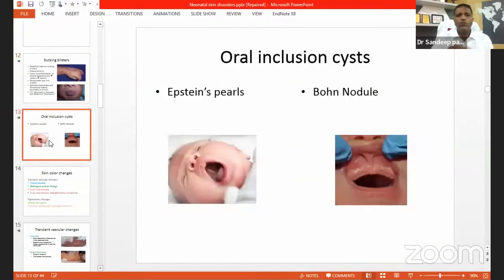We'll move on to oral inclusion cysts. Most people have seen such kind of oral inclusion cyst. This is called Epstein pearl. You can see that in the median raphe of the hard palate, you can see white dots. They are nothing but Epstein pearls. Just counsel the parents. It is nothing. Wait and watch. It will go off. Then such kind of gingival hyperplasia you can see with a few nodules protruding out. These are the Bohn nodules, and these are inclusion cysts, which usually need observational care only.